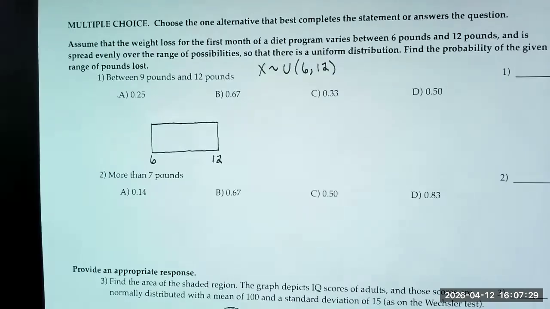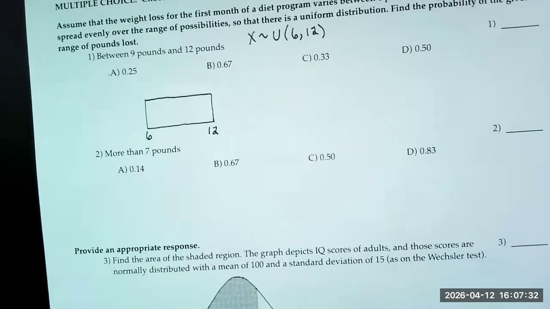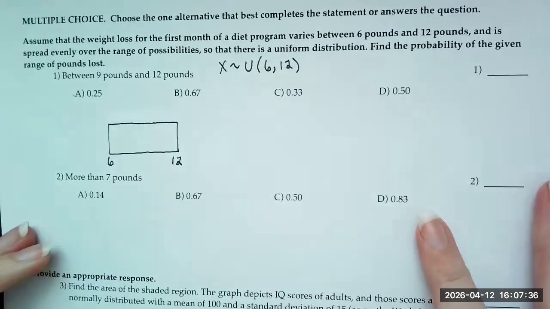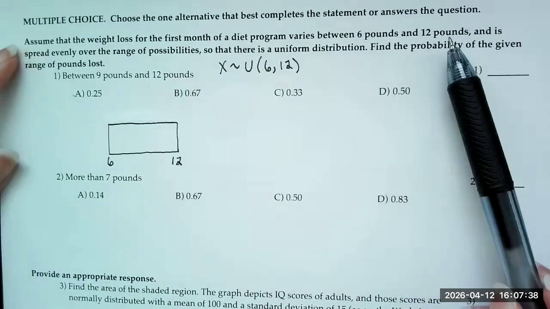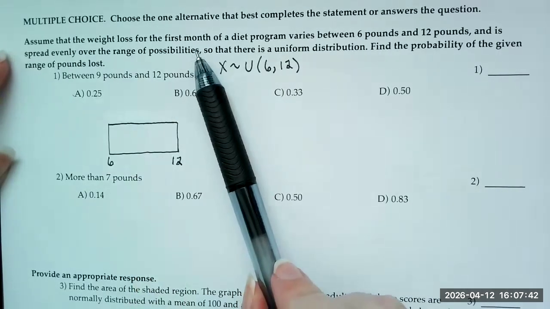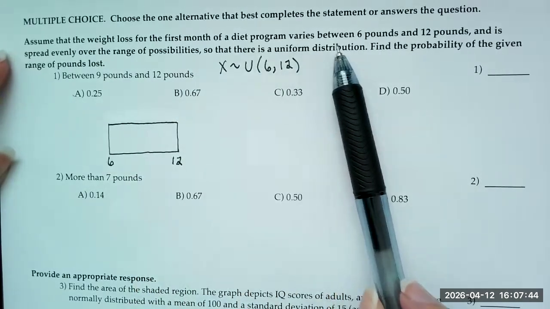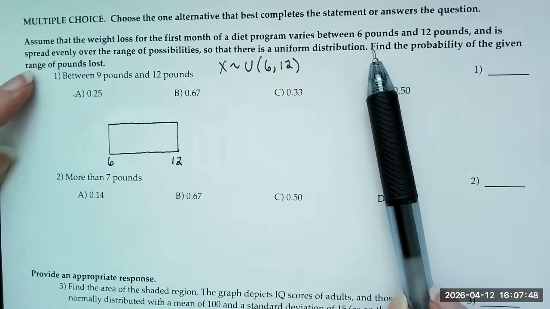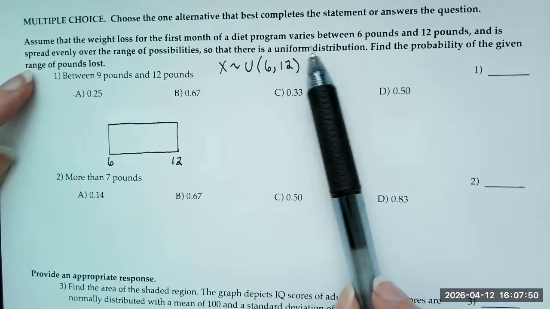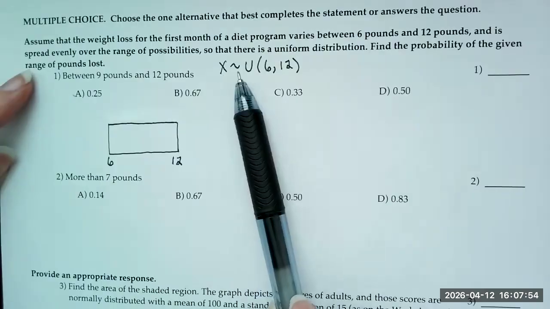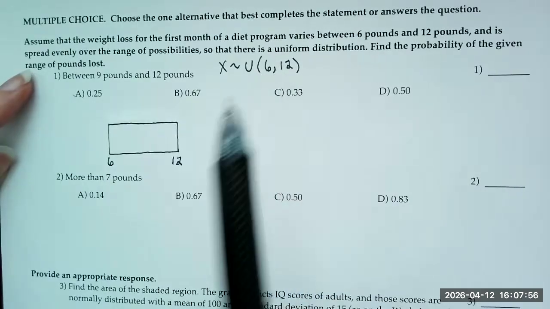Okay, so we'll look at question number 1 and question number 2 first. Both of those are using the same instructions. It says, assume that the weight loss for the first month of a diet program varies between 6 pounds and 12 pounds and is evenly spread over a range of possibilities, so there is a uniform distribution. So that tells me that I need to write X is uniformly distributed from 6 to 12.